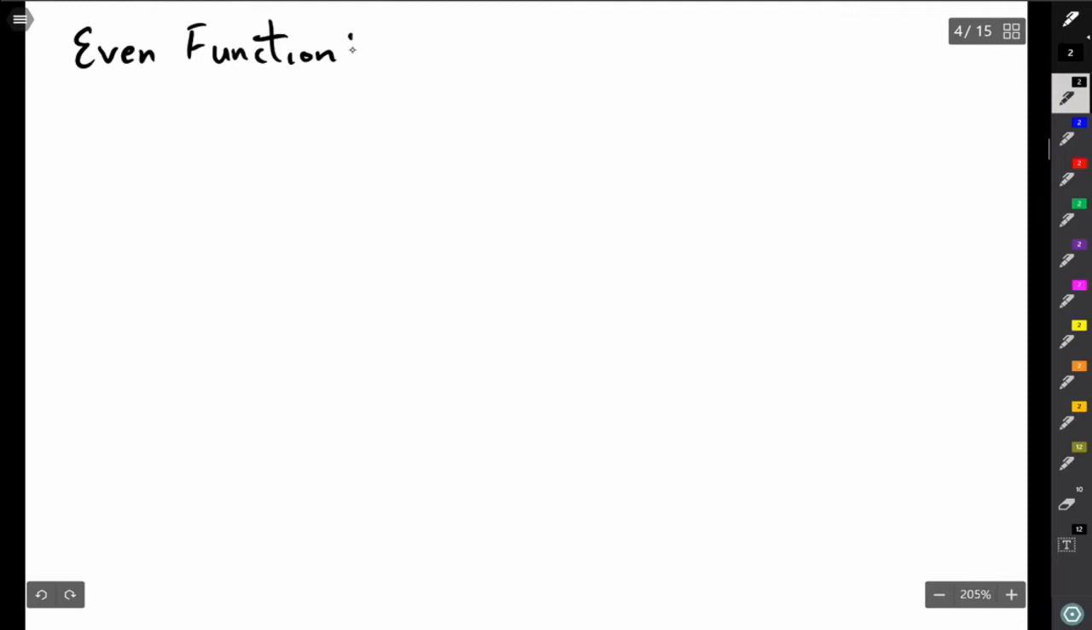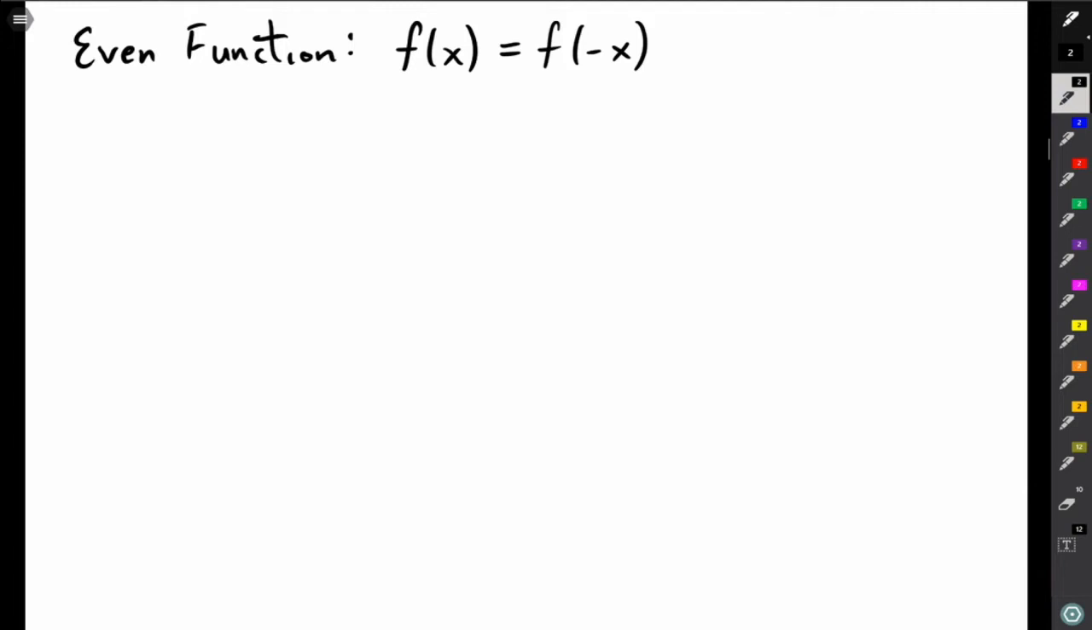All right, one last thing I want to talk about for this set of videos is the concept of even and odd functions. Remember, an even function is something that's kind of symmetric about the y-axis. An even function is characterized by the equation f of x equals f of minus x. What this says is if we plug in a positive number and then plug in the negative version of that, we get the same output in either case.